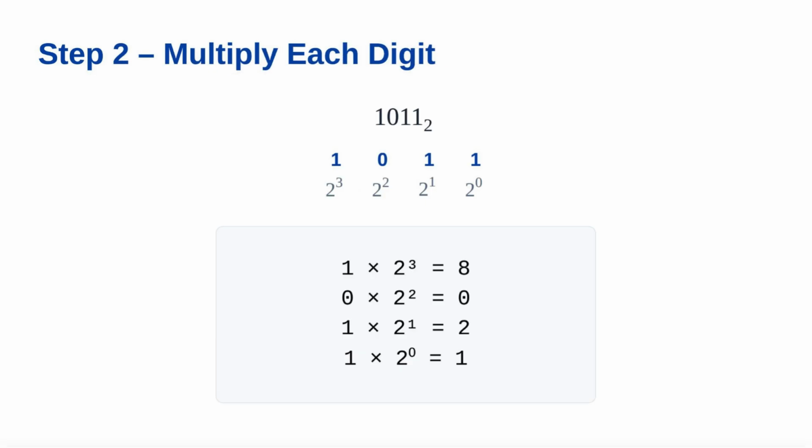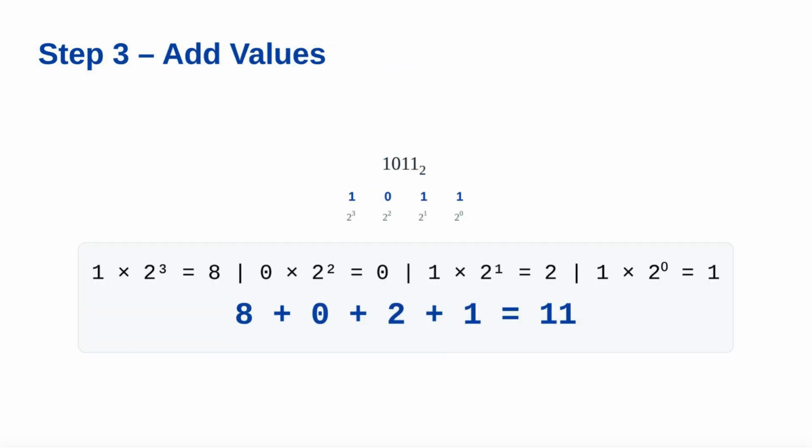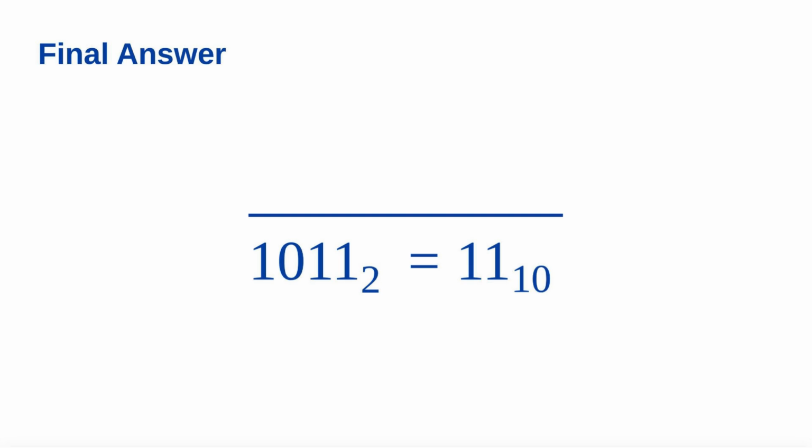Now multiply each binary digit with its place value. 1 multiplied by 2 to the third equals 8, 0 multiplied by 2 squared equals 0, 1 multiplied by 2 to the first equals 2, and 1 multiplied by 2 to the 0 equals 1. Now we simply add all these values: 8 plus 0 plus 2 plus 1, and the answer is 11. So 1011 in binary is equal to 11.